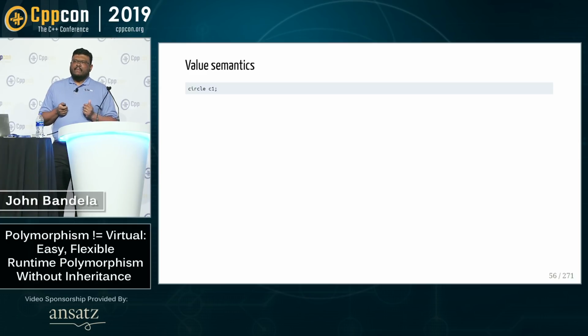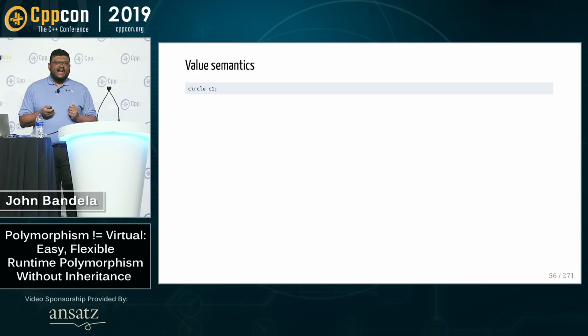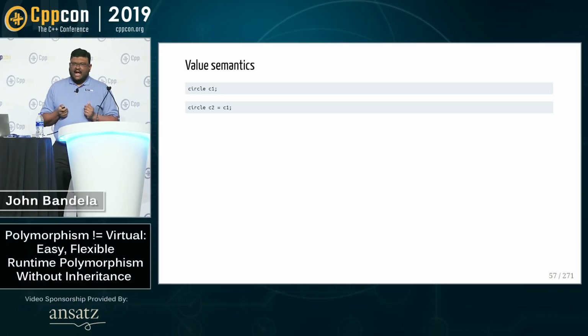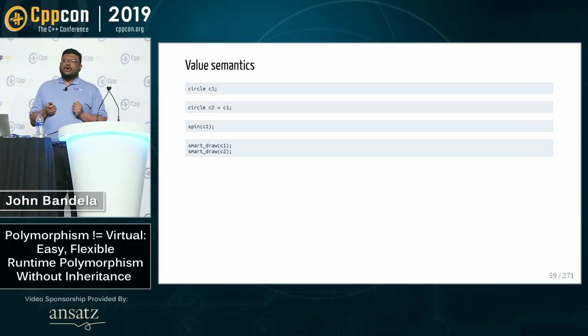The other nice thing about overloading is I have value semantics. I can create one circle. I can create another circle that's a copy of it. And if I spin the first circle and draw them both, they'll both be in different places because the second circle was independent of the first circle. We had value semantics. And value semantics are nice to reason about correctness and to reason about concurrency and thread safety.